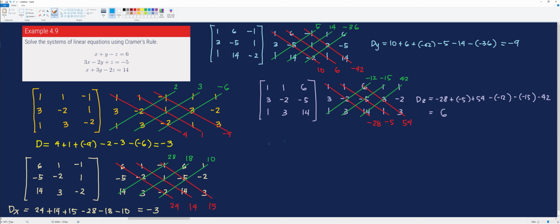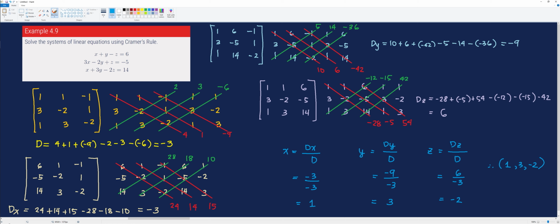Finally, we compute the solution of the system using the formula x is equal to d sub x over d, y is equal to d sub y over d, and z is equal to d sub z over d. So for x, we have a negative 3 over negative 3. So this is equal to positive 1. For y, we have negative 9 over negative 3, which is equal to positive 3. And for z, we have 6 over negative 3, which is equal to negative 2. Therefore, the solution is 1, 3, negative 2.